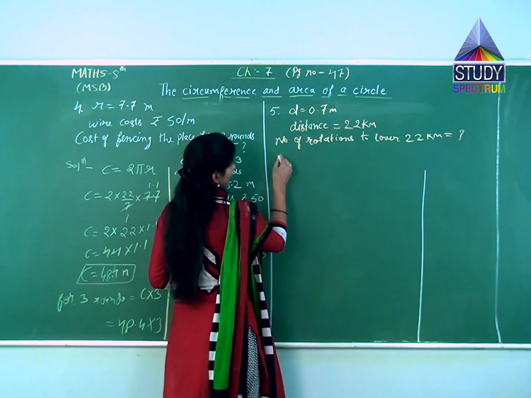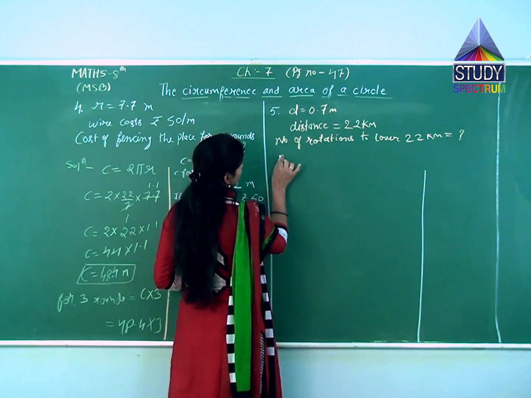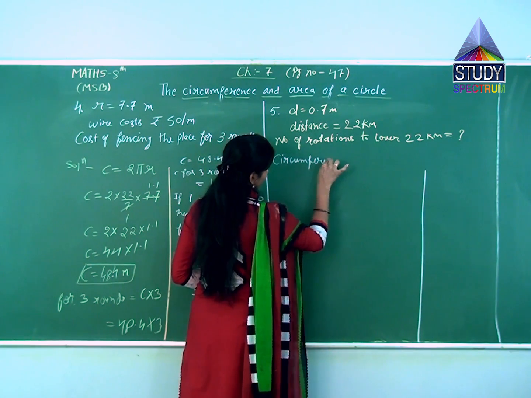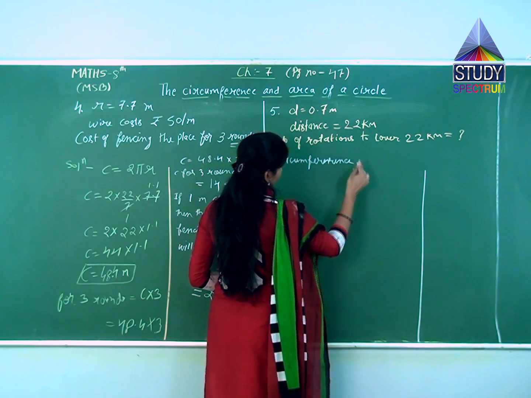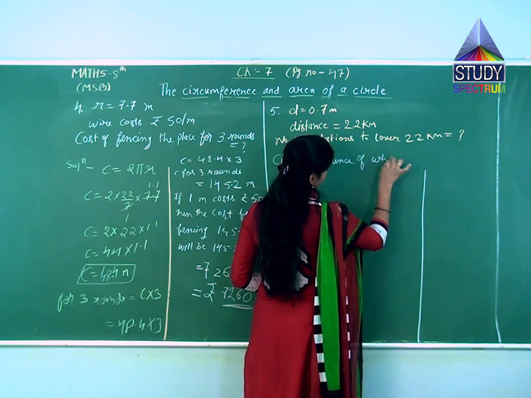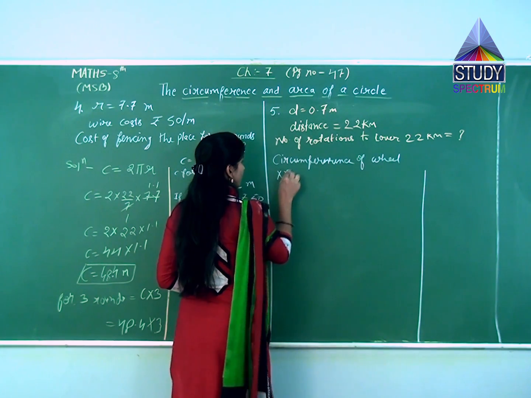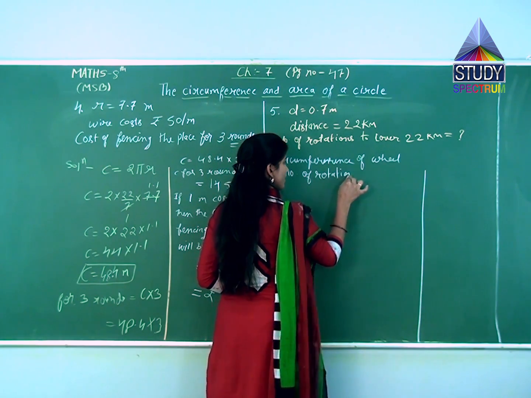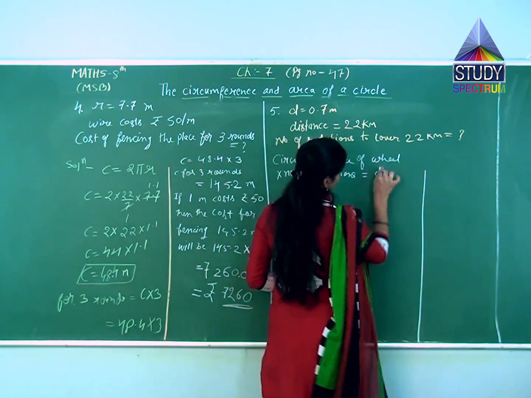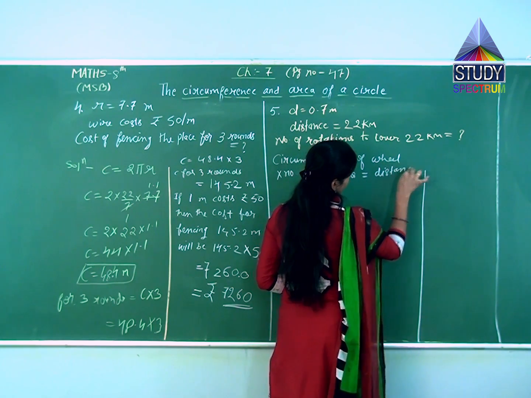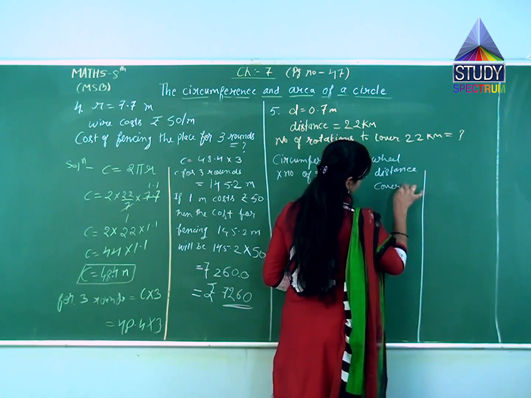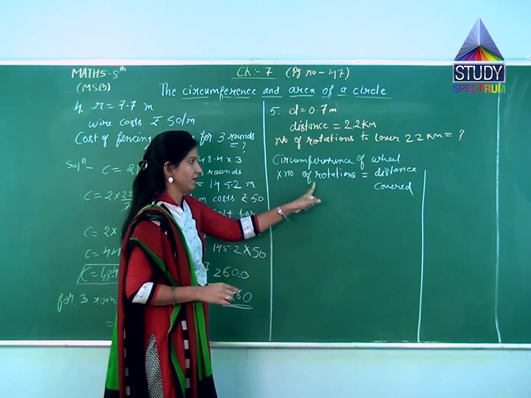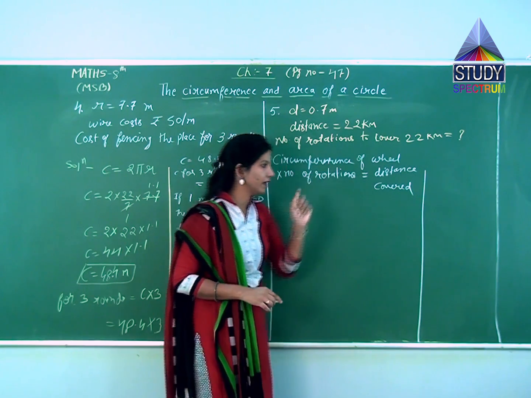Here, what will be our statement? The circumference of the wheel into the number of rotations will be equal to the distance covered by the wheel.